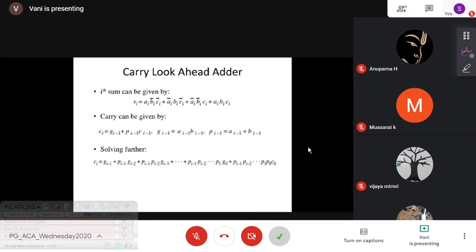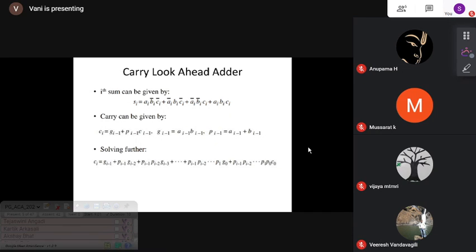Now, Ci can be given by the equation that is given here, that is Gi-1 plus Pi-1 multiplied with Ci-1, where Gi-1 is equal to Ai-1 into Bi-1, and the Pi-1 equation is also given here. So substituting the values of Gi-1 and Pi-1 in the equation Ci, it mostly depends upon the inputs A and B only. So here we will see what is meant by carry generate and carry propagate.